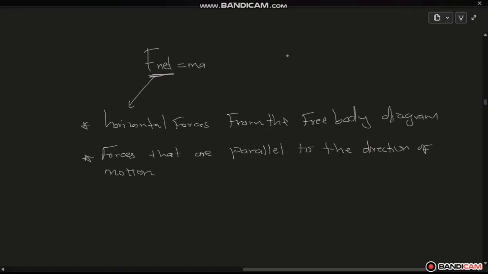That is where we'll find forces that are parallel to the direction of motion. But if an object is placed on a horizontal surface, that is where we'll get the horizontal forces that we will use to substitute on the F net side. But if it is an incline, we do not have a horizontal surface there. We only have an incline, or the object on an inclined plane. Therefore, the forces that are parallel to the direction of motion are the forces that we're going to use and substitute on the F net side. I hope that makes sense, or that's clear.